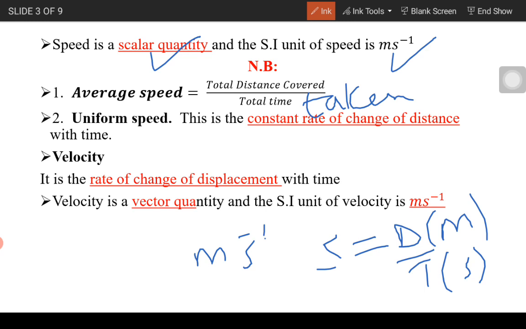Okay, so let's go to another note. Another term is the uniform speed. This should be another term.